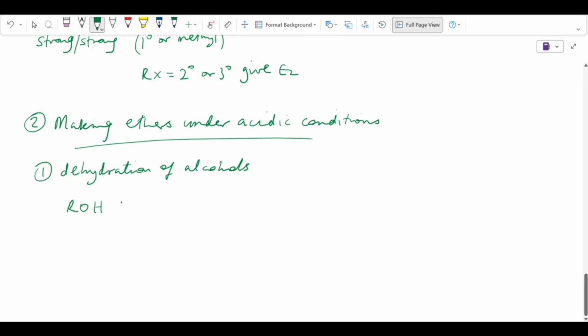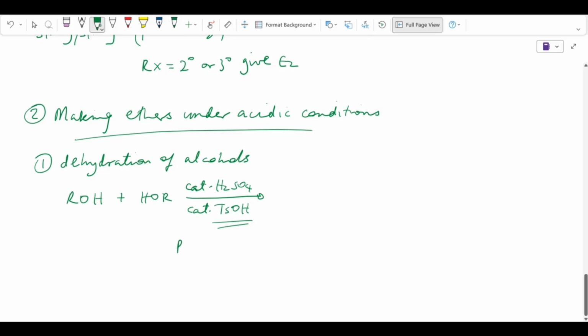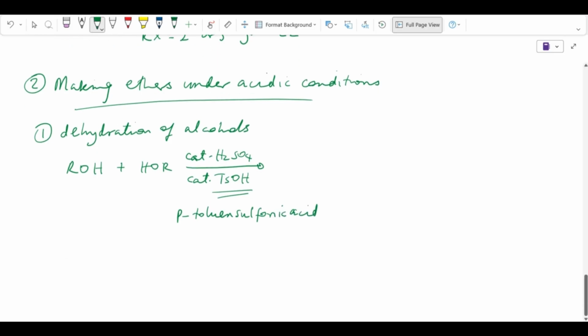So when you have two alcohols combining together under acidic conditions, the catalytic acid you will use here could be catalytic sulfuric acid, or you could use catalytic tosyl acid, or p-toluene sulfonic acid. And the structure is this.